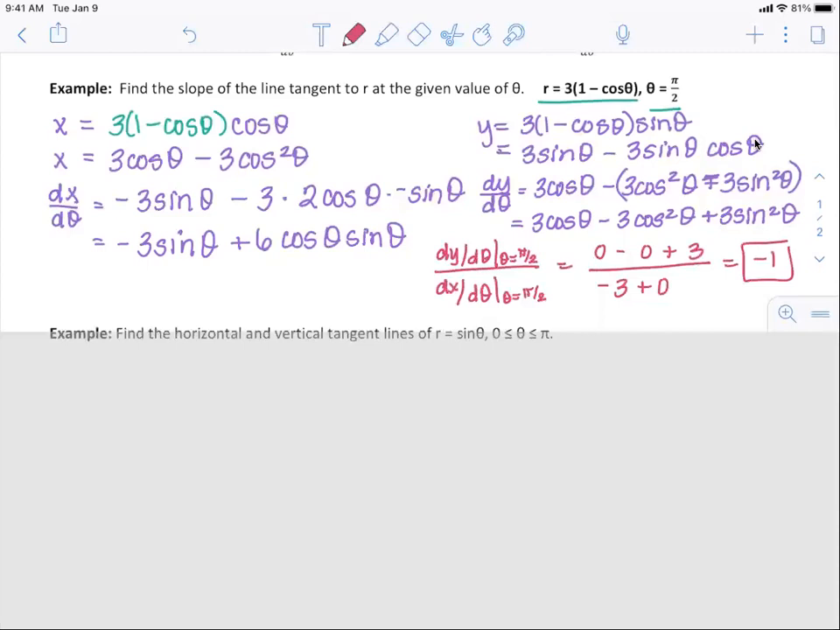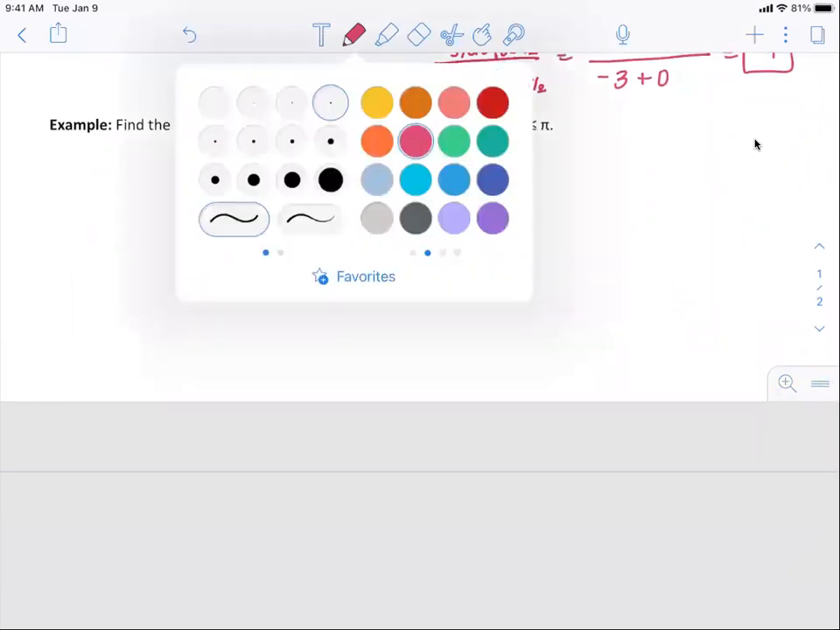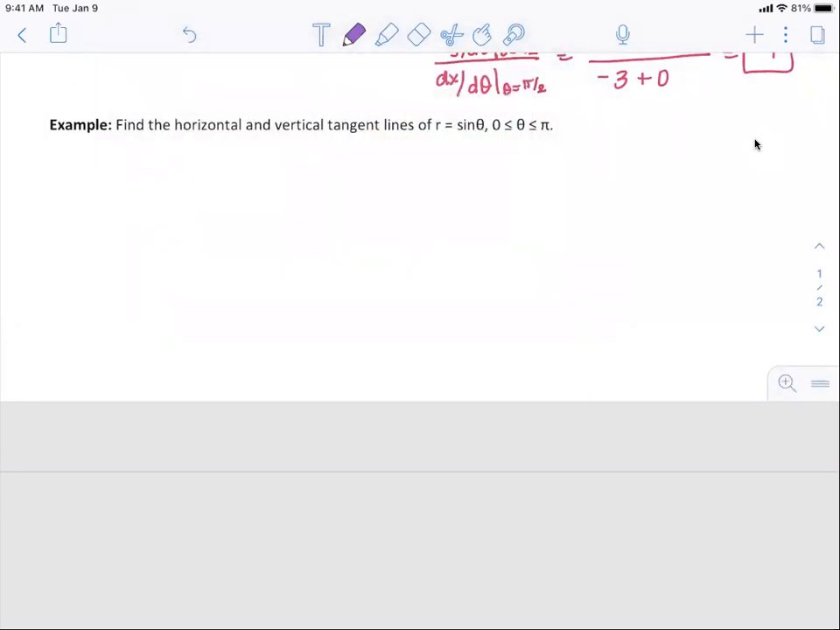Okay, example 2. Similarly, if we want to find horizontal and vertical tangent lines, we need to start the exact same way. This one comes out a little bit nicer. We don't have quite as much going on. So x is going to be equal to r, which is sine of theta, times the cosine of theta. And y is going to be equal to r, which is sine of theta, times sine theta. So this ends up being sine squared theta. Also notice that we only want values from 0 to pi, which is nice.